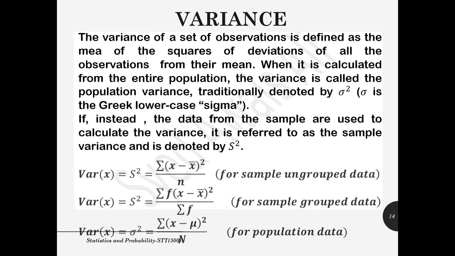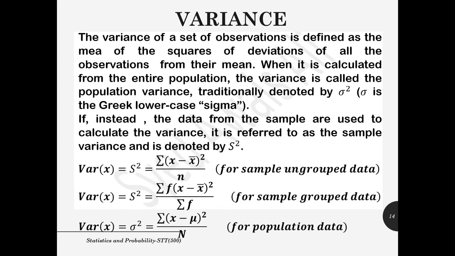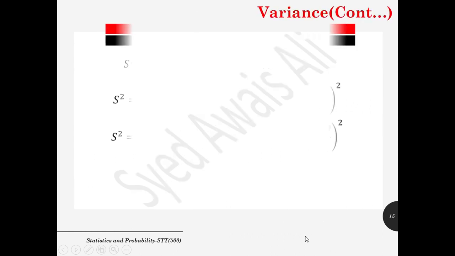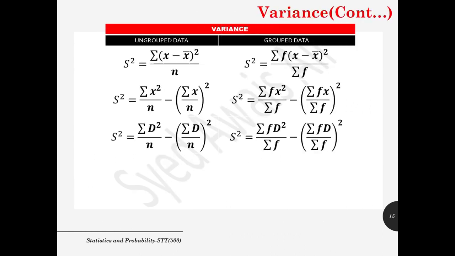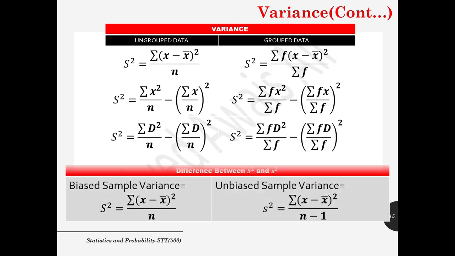So these are the formulas of variance of x for sample and group data, and for population data. These are some other formulas for variance for a sample, not for a population. So what is the difference between capital S square and small s square? Capital S square is the biased sample variance, and small s square is the unbiased sample variance. Both are for the sample size.